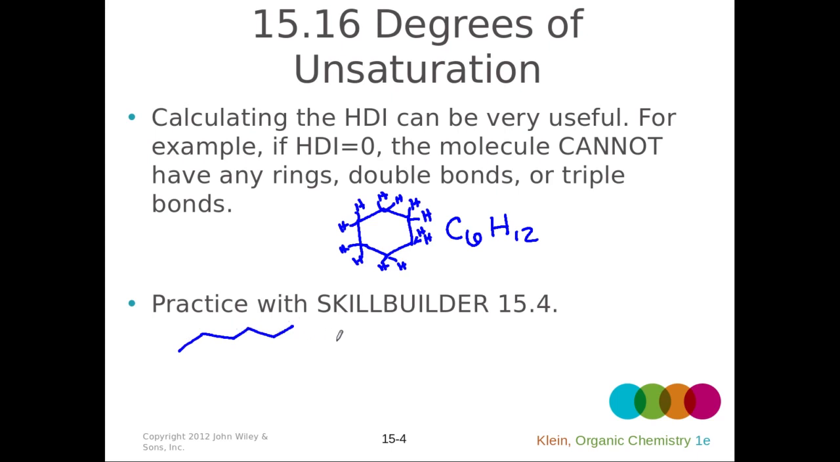So how many hydrogens do we have in this molecule? We have 2, 4, 6, 8, 10, 12. So that's C6H12. So let's compare that to the formula for a similar molecule that's fully saturated and doesn't have any rings or double bonds. So what molecule would that be? It would just be hexane.